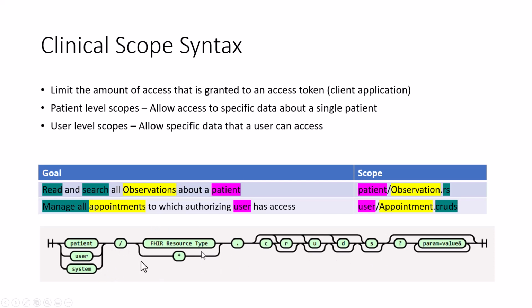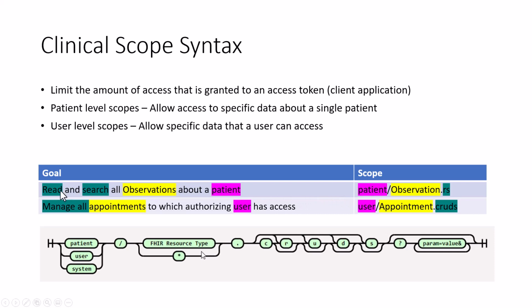It follows a specific format. Here on the left side, you have the patient level scope, the user level scope, and the system level scope. Patient level scope means accessing specific data about a single patient. User level scope allows access to specific data that a user can access. This is how the scope syntax would look.